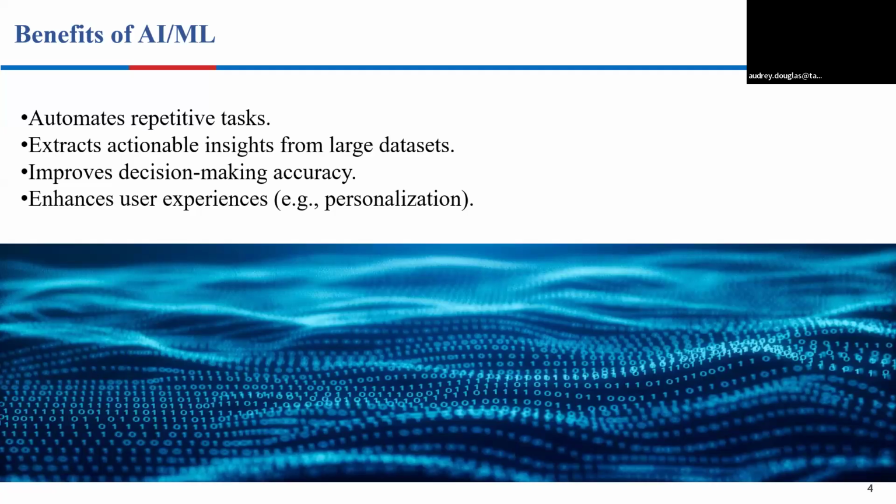Okay, and it enhances user experiences. It makes things more personal, like recommending movies based on your preference, right? This is all about benefits. Of course, we have other benefits for AI and machine learning, but these are only 4 of them, which are so obvious, right? Okay.